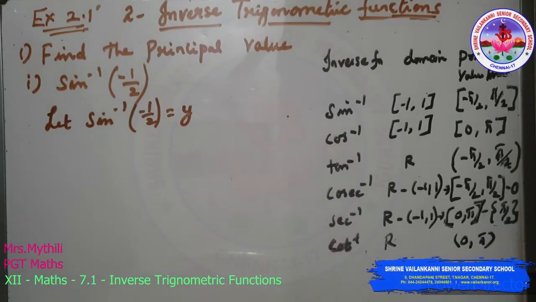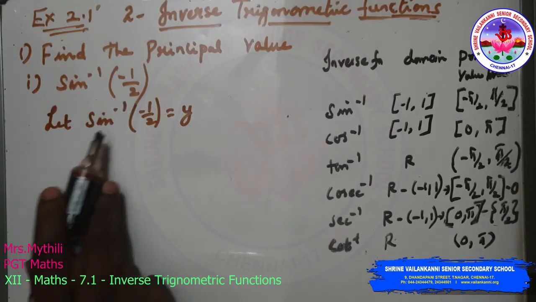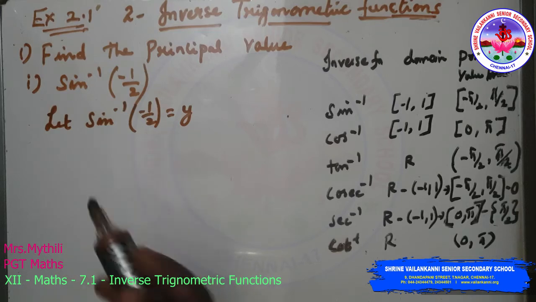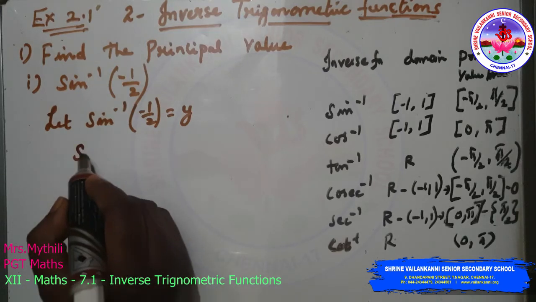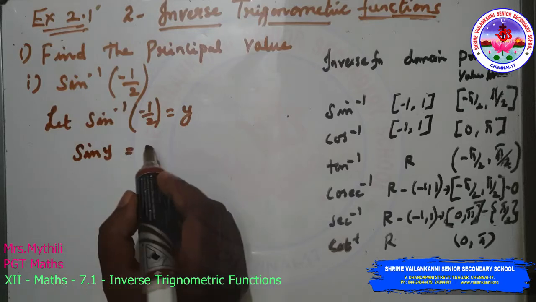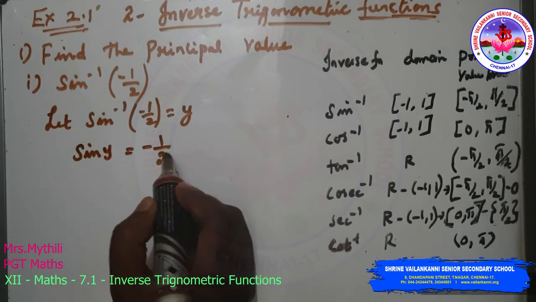Hello children, exercise 2.1, inverse trigonometric functions. First question, find the principal value of sine inverse of minus half. Let sine inverse of minus half equal to y. Then we are writing this as sine y, which is equal to minus half.